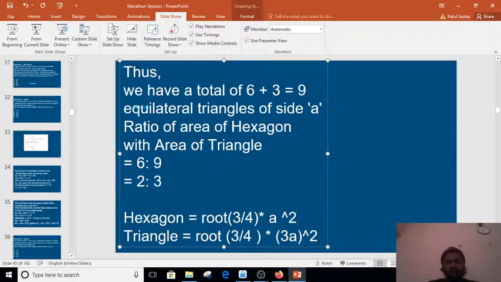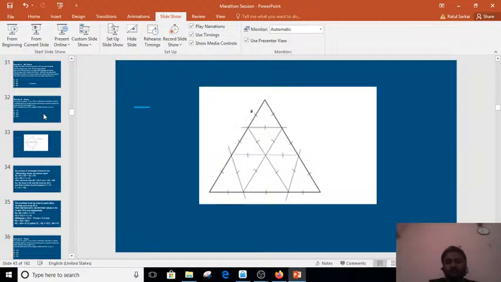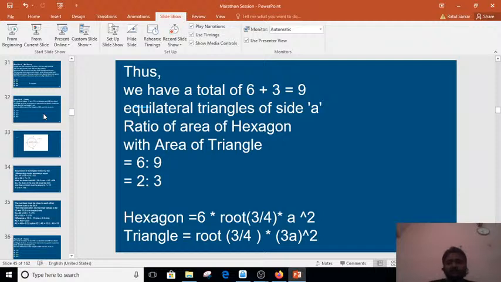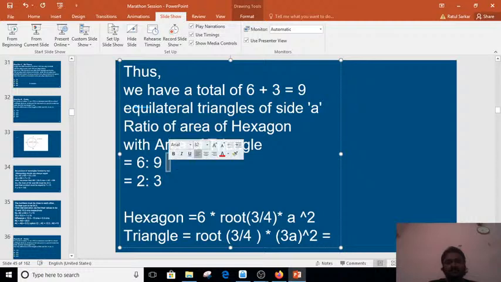Okay, but in the hexagon you can see we have got 6 such triangles. Like if you see here, there are 6 such triangles with side a. So the area becomes 6 times, that is for a single one it is root 3 by 4 into a square, and then it becomes 6 times. Now you solve this, the a square would cancel, so it would come out to be 6 is to 9, and it becomes 2 by 3. So in this way you could have solved it.